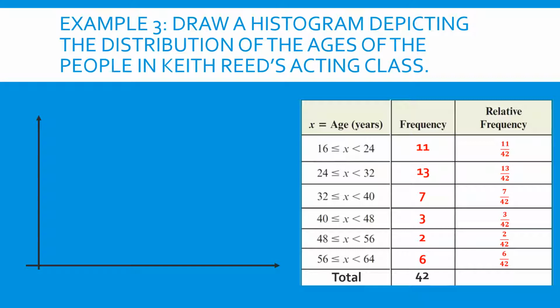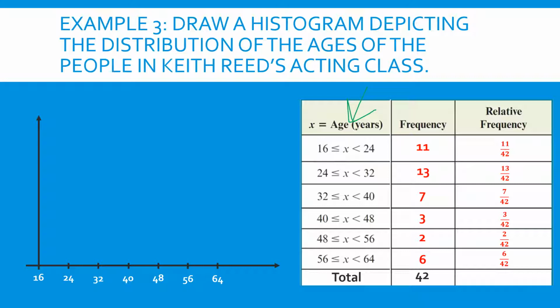The first thing you're going to do is mark off where your bars are going to go. I'm just going to use the numbers from this first column. So I'm going to go 16 to 24, and then 24 to 32, 32 to 40, 40 to 48, 48 to 56, and then 56 to 64. You want to try and make these all about the same width, but if it's not perfect, that's okay. It doesn't have to be.